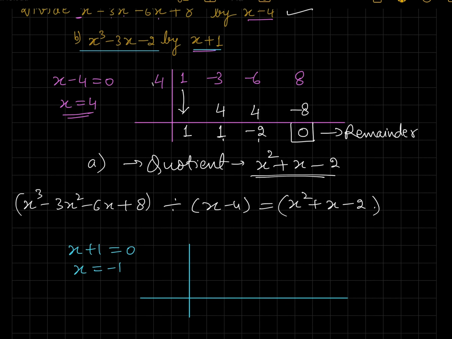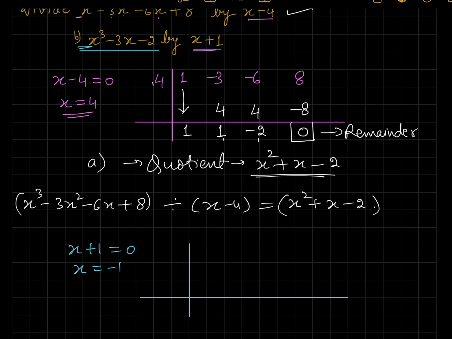The coefficient of x cubed is 1, so let us put it here. After the cube there is no x squared term, so for that I will put 0. After that, the x term is there, so the coefficient is negative 3, and then negative 2. And x equals negative 1 is written here.